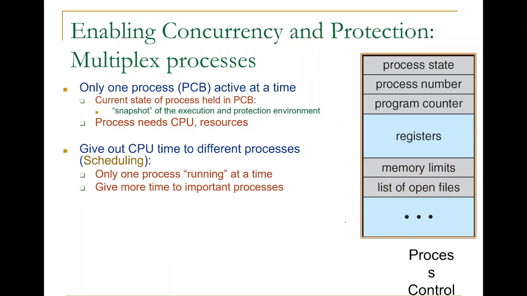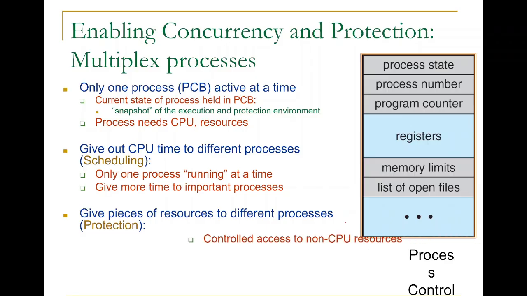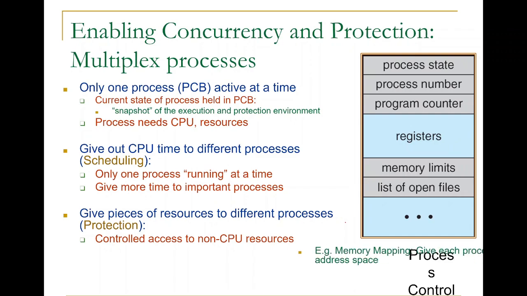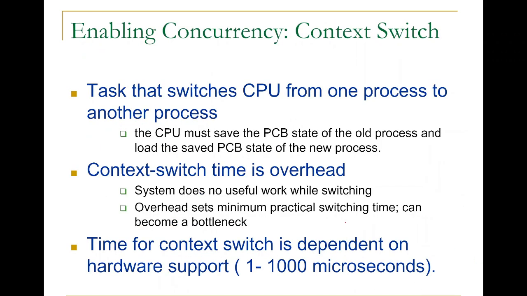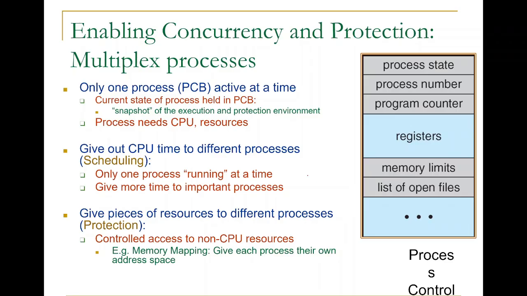Now let's look at enabling concurrency and protection, the multiplex processes. Concurrency means that multiple processes can happen together, or rather in parallel. The question now comes in: how do you make sure that there is no problem between one and the next? So we are looking at concurrency and protection here. One and only one process is active at a time.